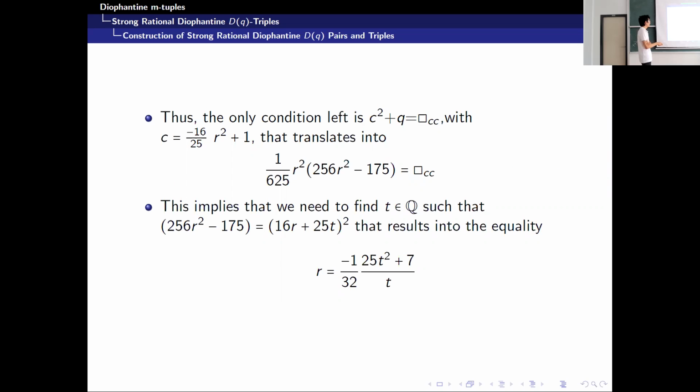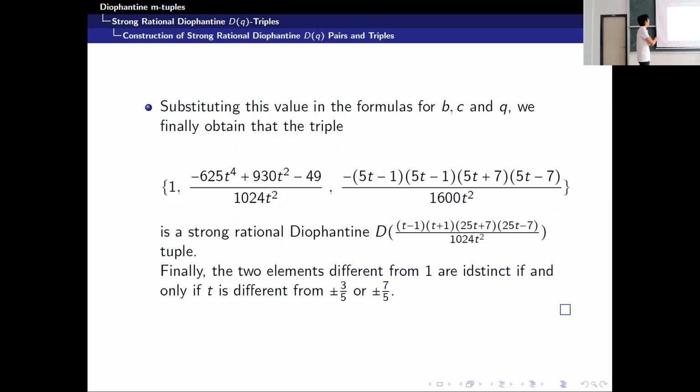And using this R, I can finally obtain my triple. And this is the final form of my triple, and this is the final form of my DQ. And you need to be careful. T must be different from these values because these three numbers cannot be equal to each other. And for that reason, T is not equal to these numbers.